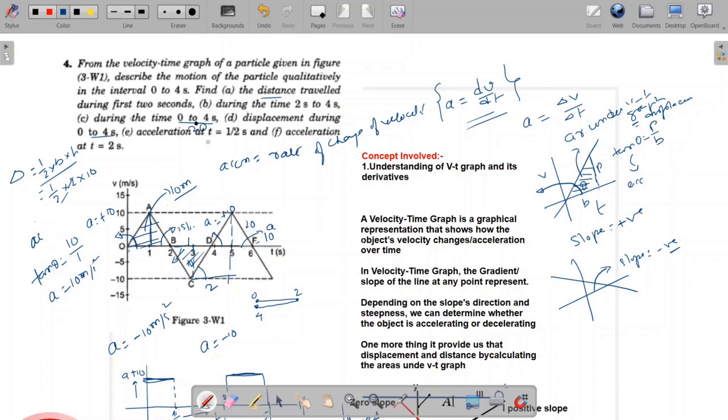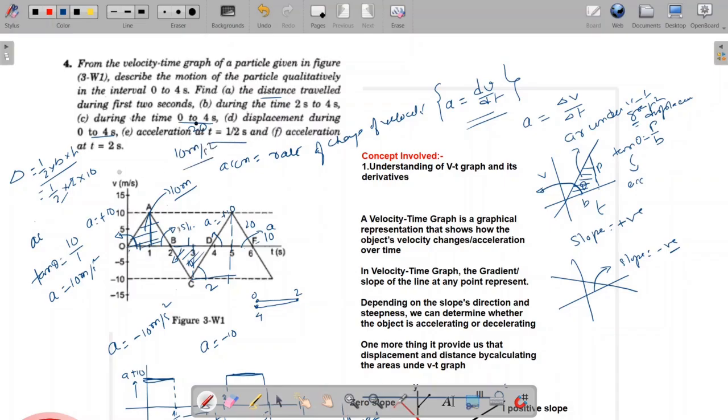They want to find the acceleration at half second. As you can see, the slope is constant. What do we mean by the slope being constant? That means tan theta is constant. So whatever the slope is at 1 second, the same slope will be at half second also. So the acceleration at half second is also equal to 10 meters per second square.